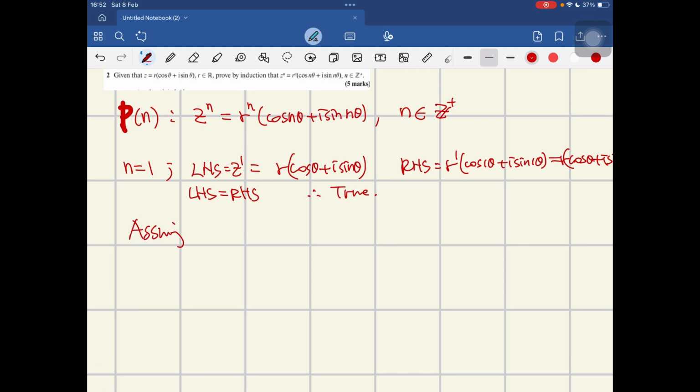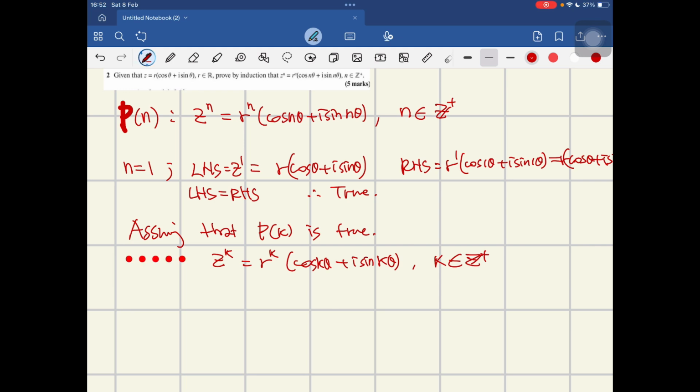Assuming that P(k) is true, so z to the power of k equals r to the power of k (cos k theta plus i sin k theta), where k is in the positive integers. So when n equals k plus 1, the LHS is z to the power of k plus 1, which is z to the power of k times z.